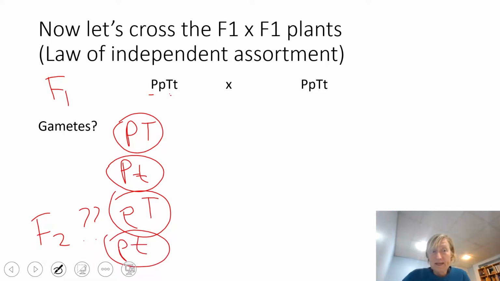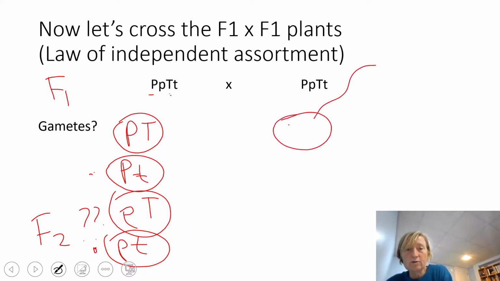About a quarter of the gametes should be big P, big T. About a quarter of the gametes should be big P, little t. About a quarter of the gametes should have the little p and the big T, and about a quarter of the gametes should finally have the little p and the little t. This guy making sperm can make 4 different types of sperm as well, and they all should be equally likely.